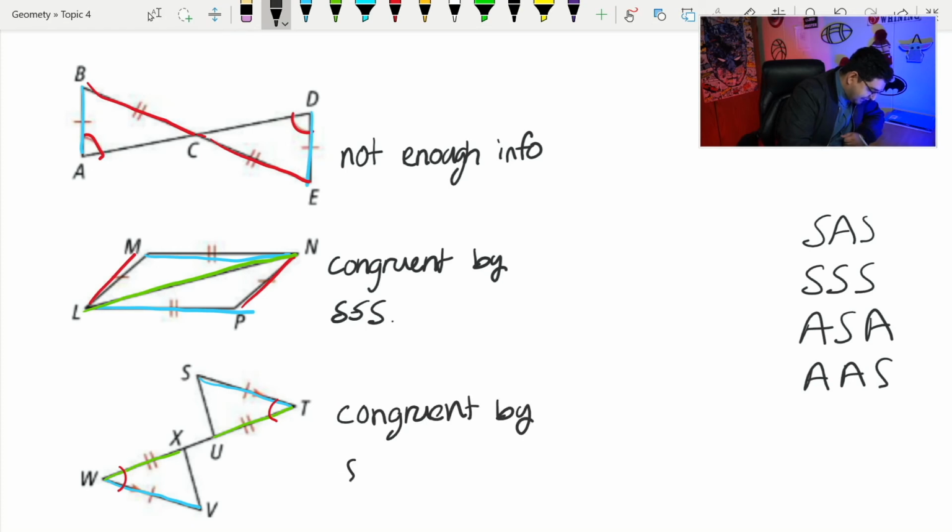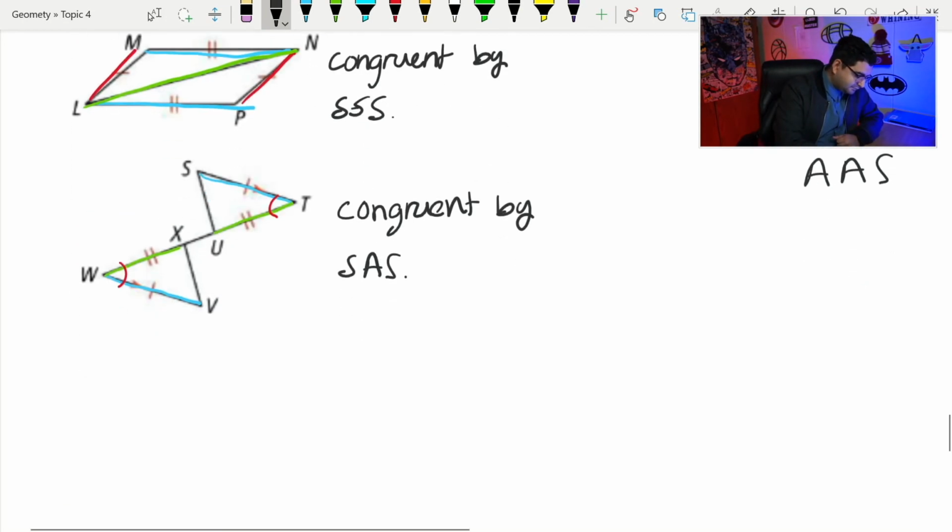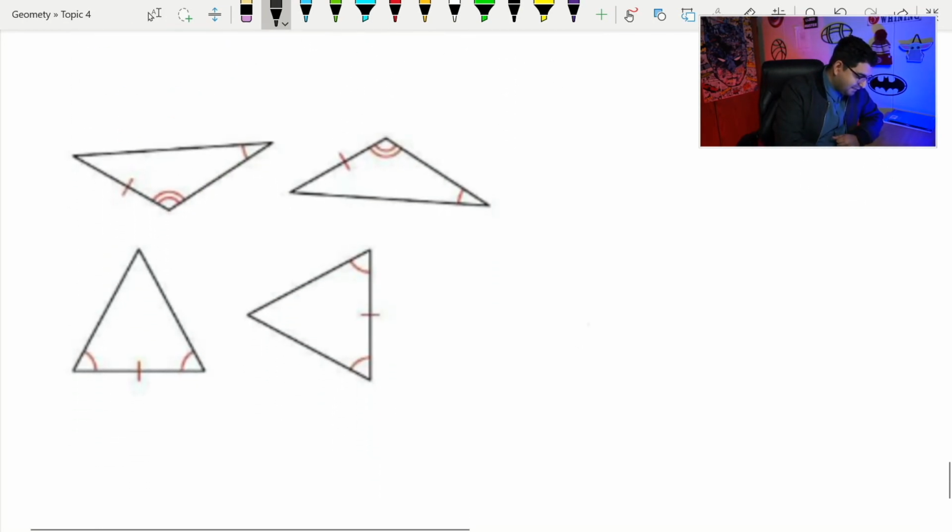So I can prove that these are congruent by side angle side. Now, key part in math a lot of times is being able to figure out what am I trying to do. Because if you can figure that out, a lot of times how to solve these problems makes more sense. All we're trying to do right now is prove whether or not triangles are congruent or not. And we're using these four theorems to help us prove that. Let's look at the last couple of examples.